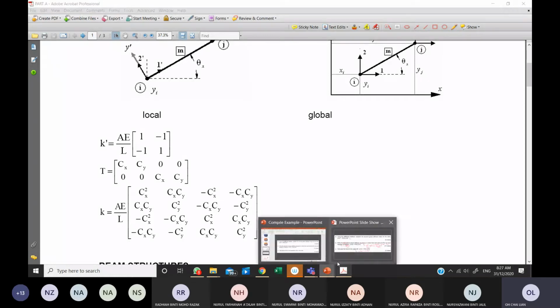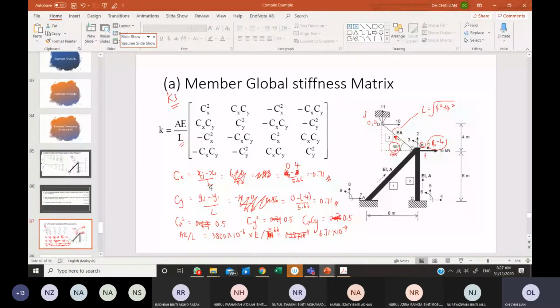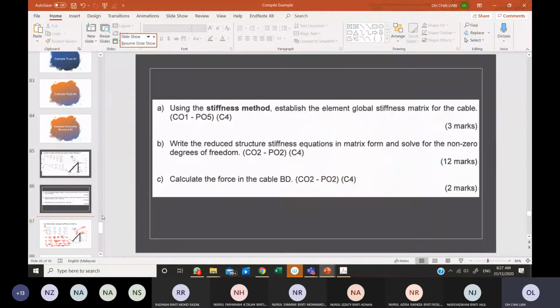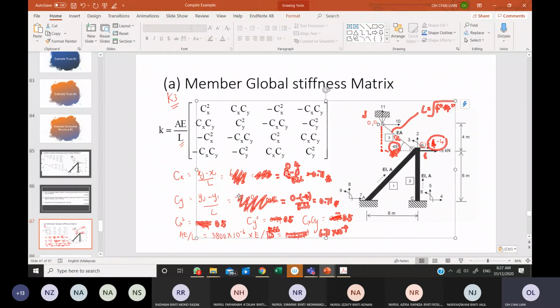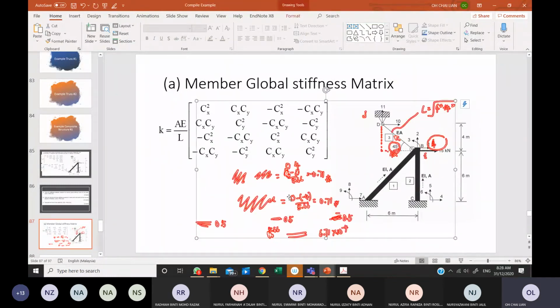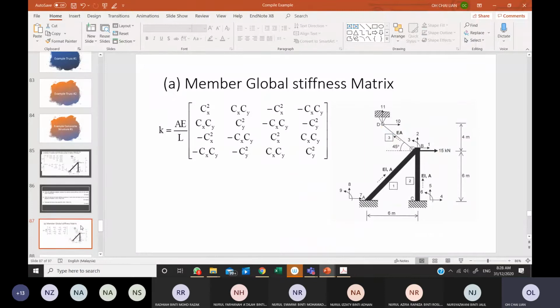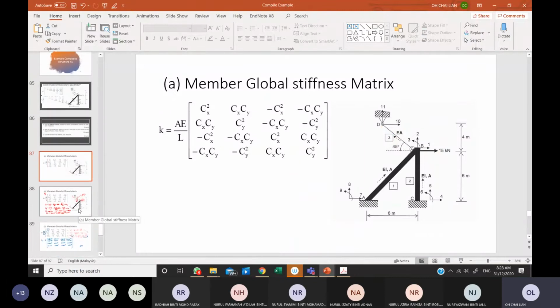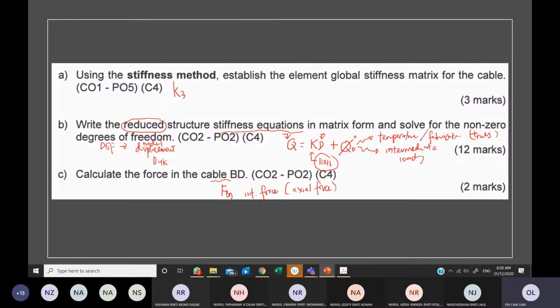Okay, this is what we have done yesterday. Let us do this together. I need the values of A, E, L.